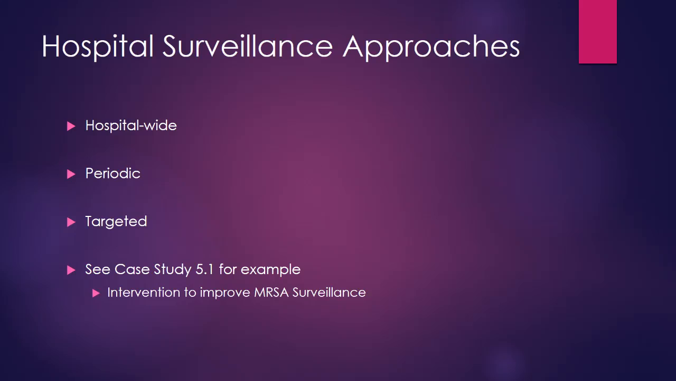You could also do a targeted approach. So again, you might focus on a specific area. There might be something that came up in your descriptive epi assessment of quality, and so you want to just focus on those areas that you saw large differences or particularly low quality and do targeted surveillance in those areas. And there's an example in case study 5.1 in the textbook if you want to look at a little bit more about a suggested hypothetical intervention to improve MRSA surveillance in a hospital.